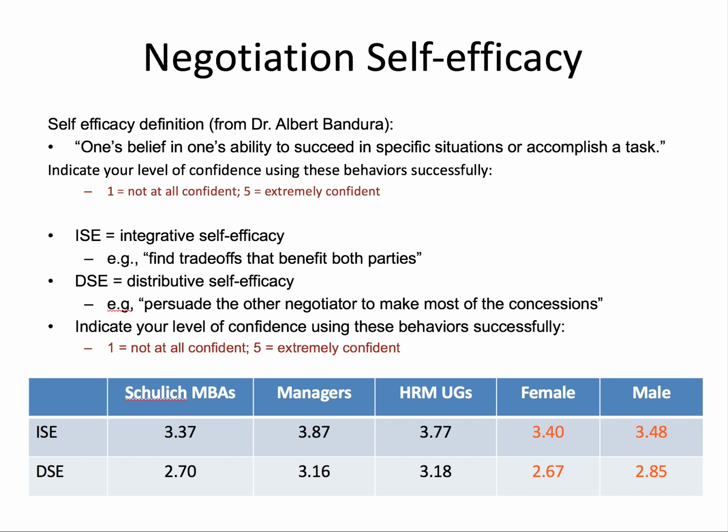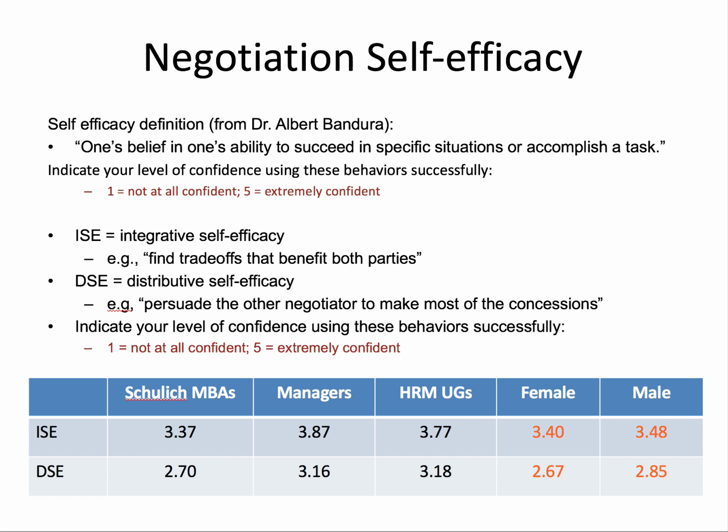You'll see Schulich MBAs, because I have a colleague at Schulich with whom we collect these measures each year for both of our classes, so we have access to each other's information here. So you'll see Schulich MBAs, here are the averages. Sometimes I'm also able to do research with and work with managers, and I have a few hundred managers in my database at this point. And here's the average across managers for their self-efficacy on these two behaviors. And then I have your peer group, the HRM undergraduates.